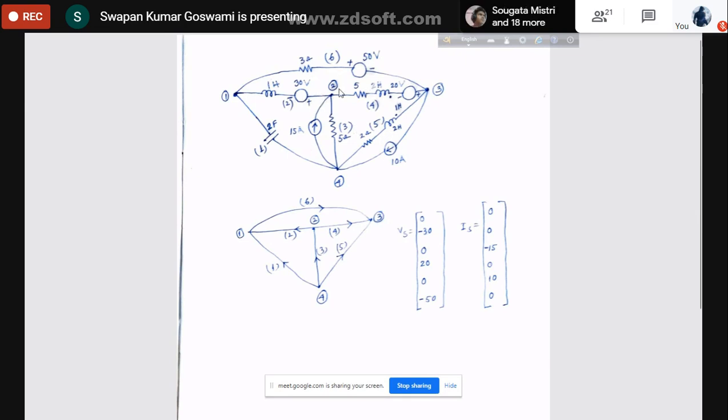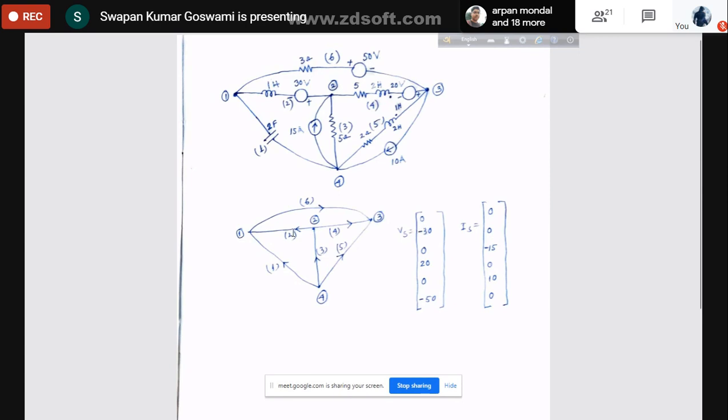Okay, so I have formed the graph here also and chosen a direction for each element of the graph. So the graph is an oriented graph here. Every element is assigned a direction like this. Now let us show the voltage source vector and current source vector. Vs is the voltage source vector. Then you see that for element 1, this is basically a capacitor, so no voltage source, it is 0.